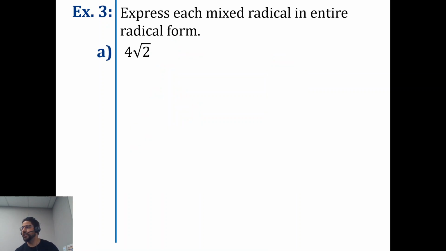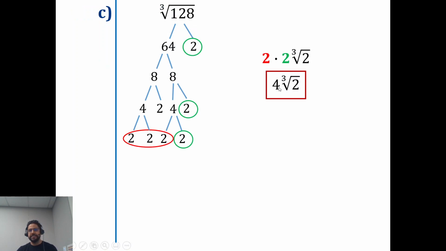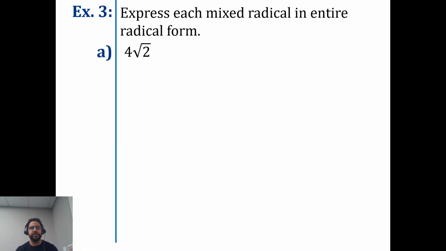All right, for this one, we're actually going to go backwards. It says express each mixed radical in entire radical form, which means, like on this one right here, this is my exact answer. So I'm actually going to travel backwards and end up here at the top. But the good news is, if you follow our strategy, it's not as dependent upon the branches. So this is what we do. We know that we have a radical 2 still inside, so we need to put this 4 back inside.